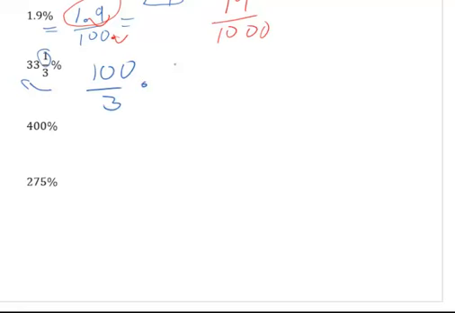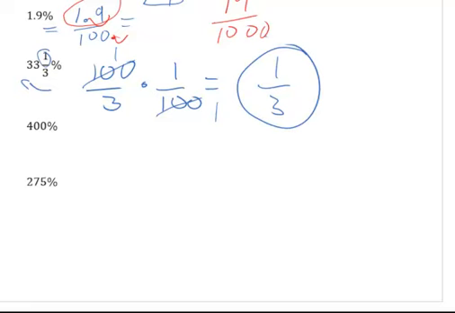Now, I'm going to multiply it by 1 over 100 because that's the same thing as dividing by 100. Now, if you notice here, I'm multiplying fractions. We've talked about multiplying fractions before. I can go ahead and reduce by dividing both those numbers by 100. And when I multiply straight across, I end up with 1/3.